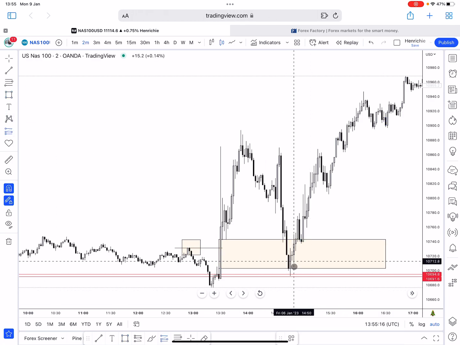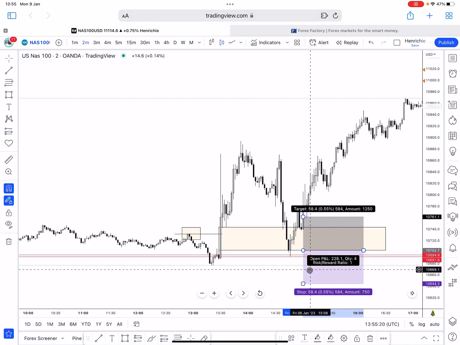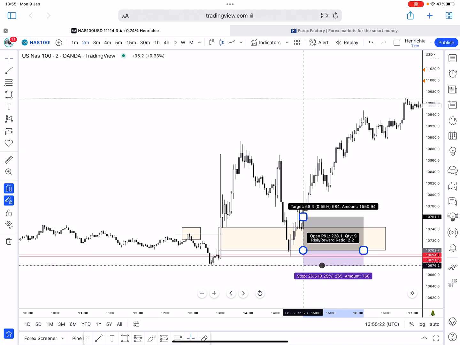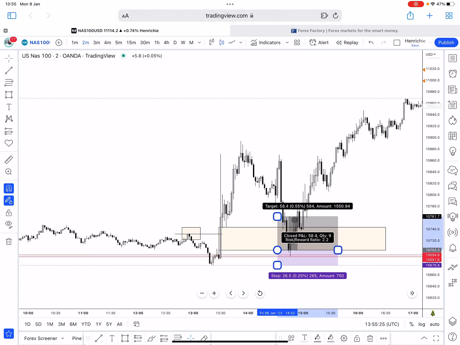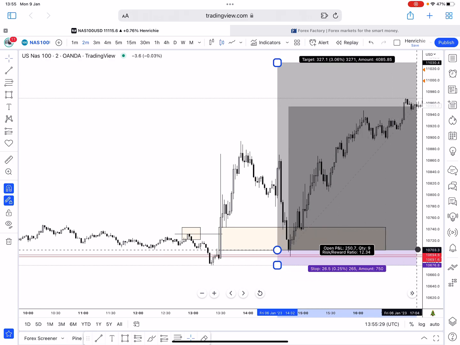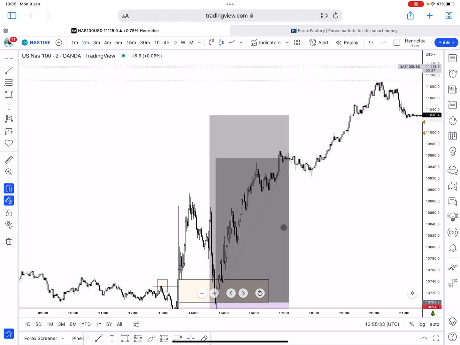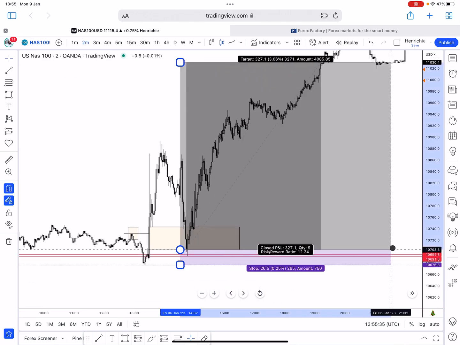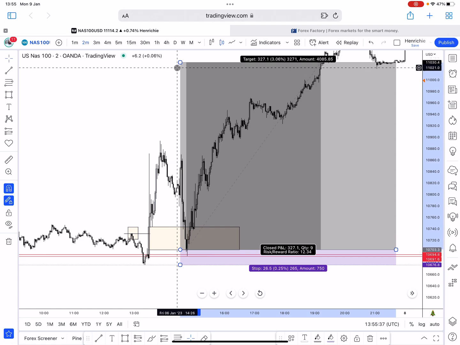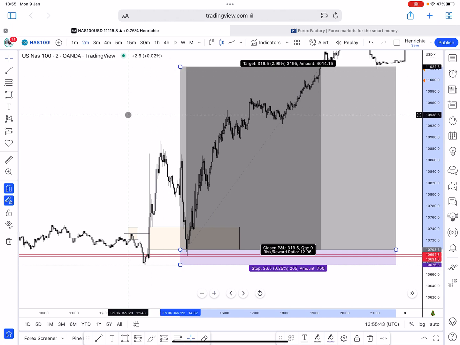And I came here. And that was it. As you can see, price tapped me in and left. And I closed this trade at 1:12. I didn't want to keep holding it. I was satisfied with what I made on the Friday.